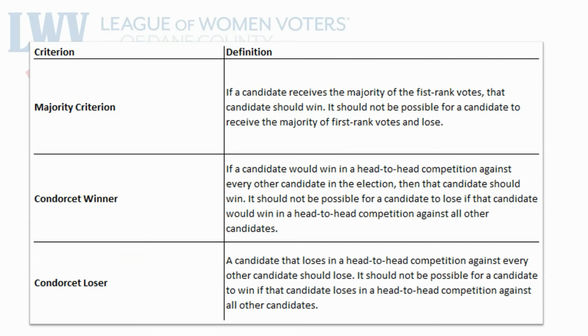The next criterion is called Condorcet Winner. The Condorcet Winner is the candidate that would win in a head-to-head election against each other candidate in the election. This criterion states that if there is a candidate that would win in a head-to-head election against every other candidate, then that candidate should win. Similarly, the Condorcet Loser criterion states that if there is a candidate that would lose against all other candidates in a head-to-head, then an electoral system should not allow that candidate to win.